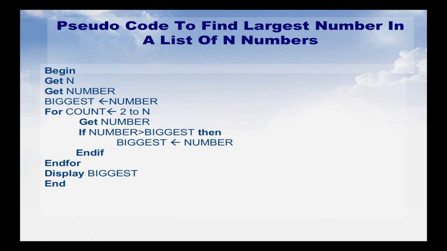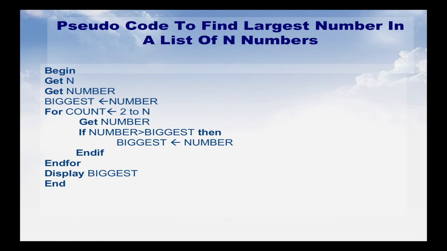Now for count equal to 2 to n. Since we have already got the first number, the next number is the second number, up to the nth number. We get a number, and if that number happens to be greater than the biggest, then we assign that number to the biggest variable. And if the present number happens to be less than the biggest, then we do not do anything.